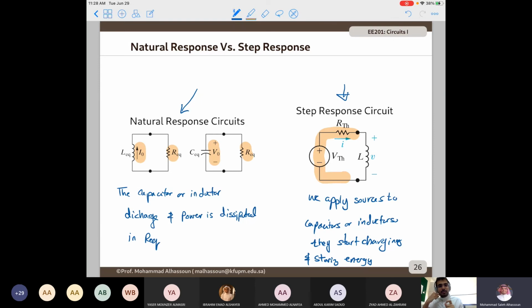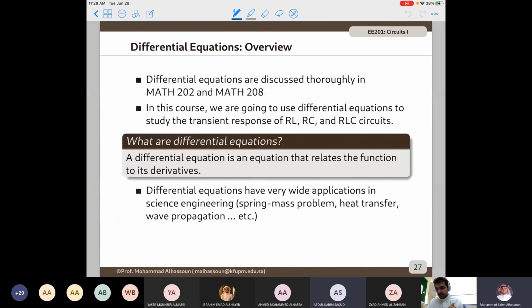So the natural response is what happens when you connect your cell phone to the power bank. The step response is the power bank needs to be recharged, and you connect the power bank to the power outlet to recharge. That's the difference. Okay, clear, thank you.